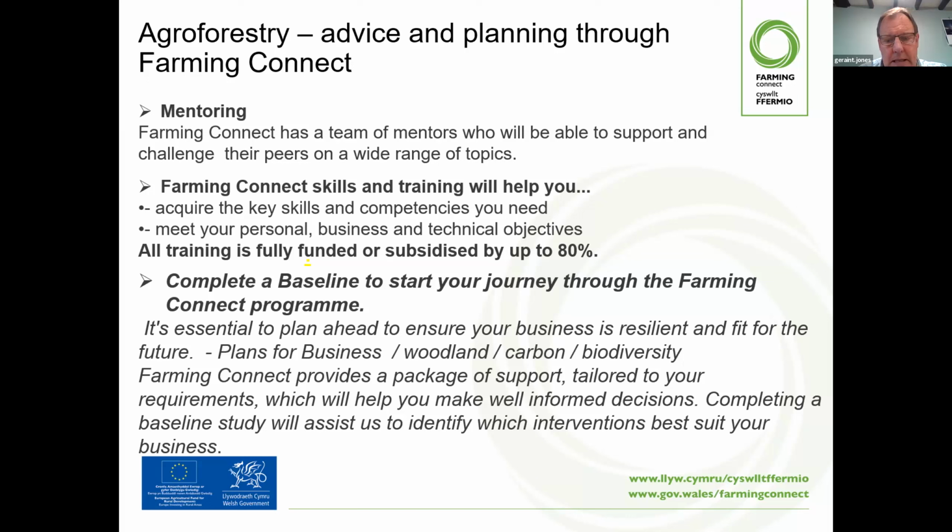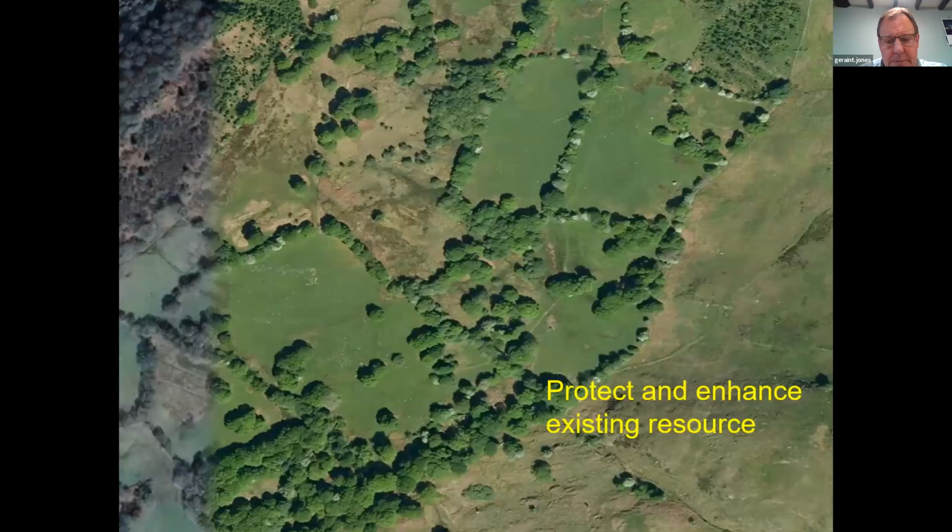So last but not least, the protect and enhance existing resource. I think there are a lot of existing agroforestry models out there naturally occurring in linear hedgerows, in clusters of trees, individual trees, etc. This particular landscape here is used by a farmer in Bala for his ewes and lambs, but cows and calves as well at calving time late in the spring.